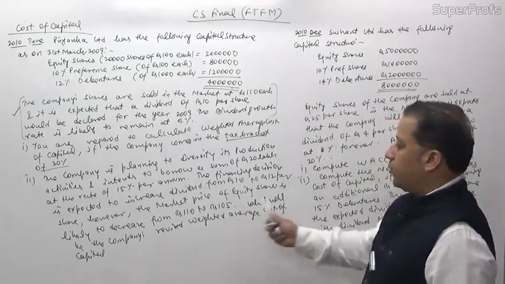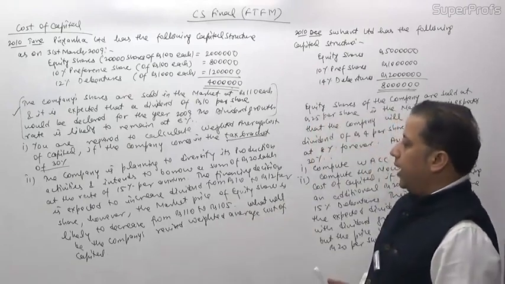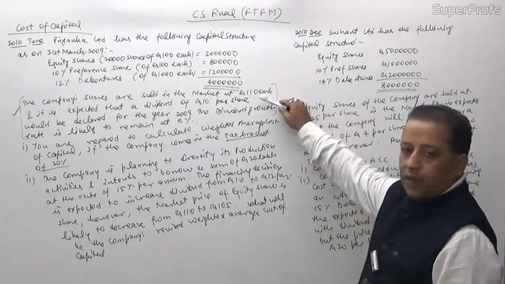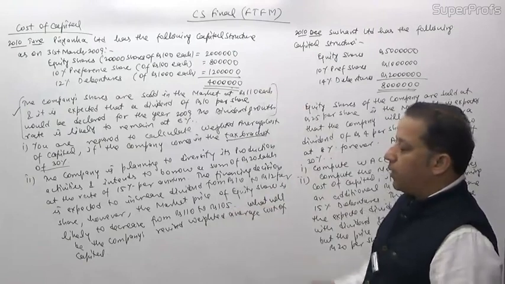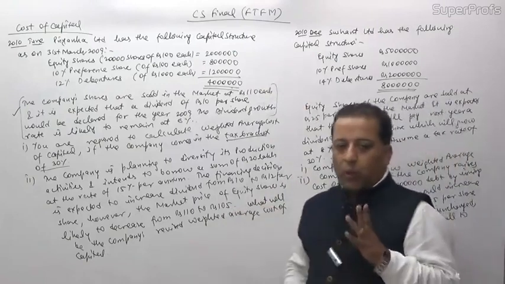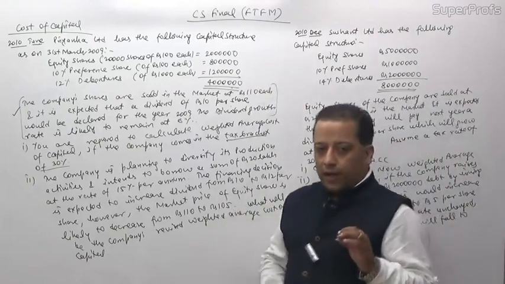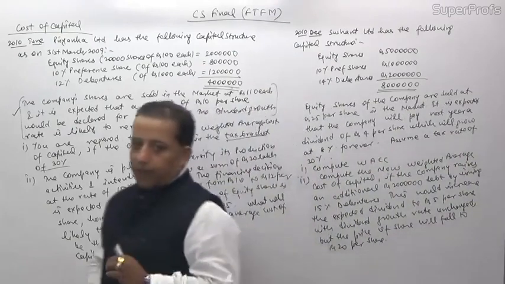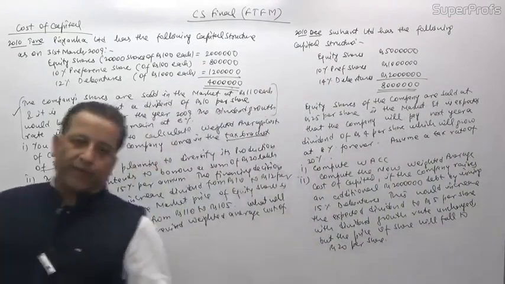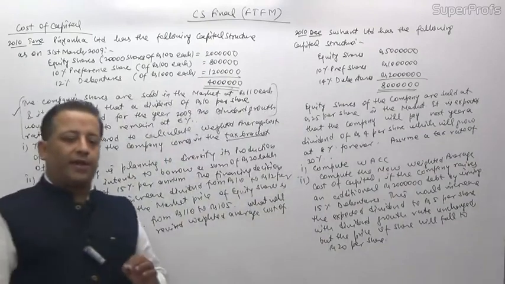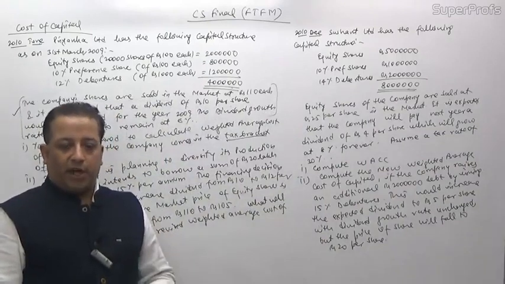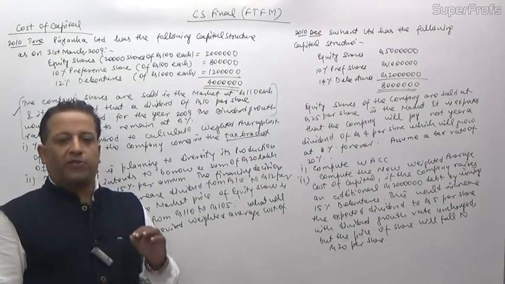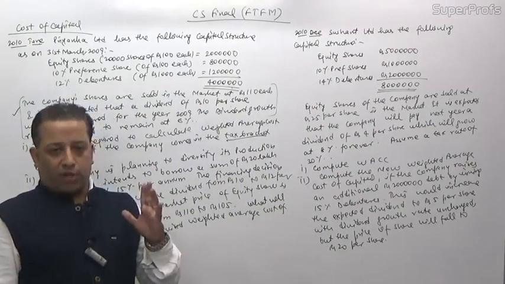The market price of the equity share is likely to decrease from the earlier rupees 110 to rupees 105. So if the expansion program is undertaken by the company, then the dividend per share increases from rupees 10 to rupees 12 per share.